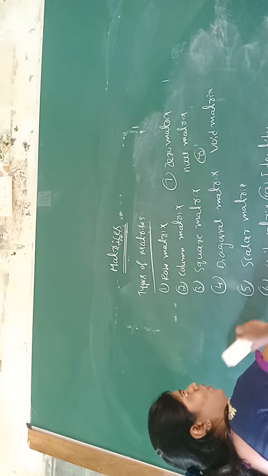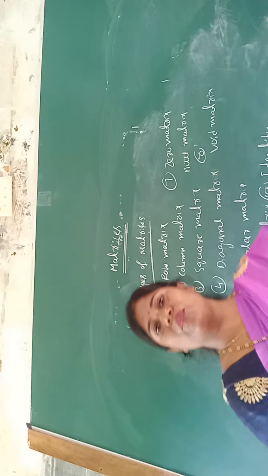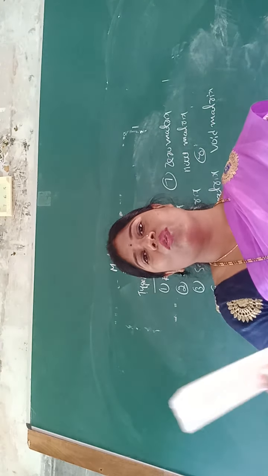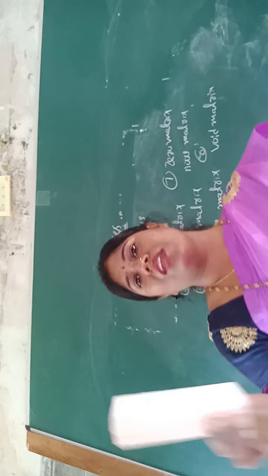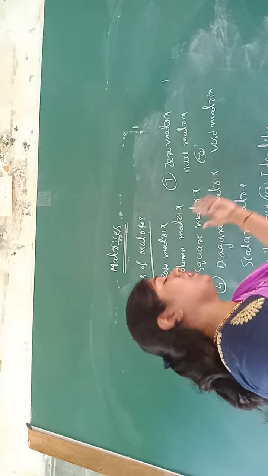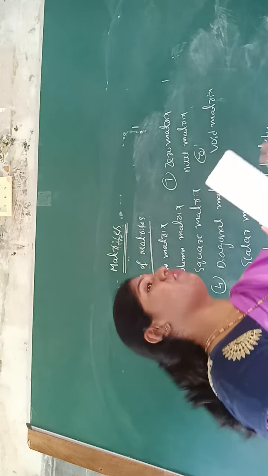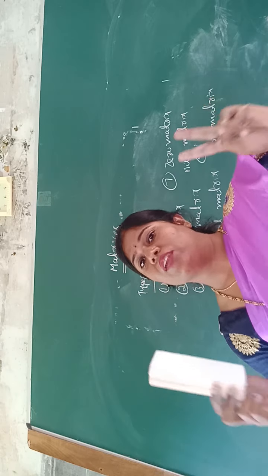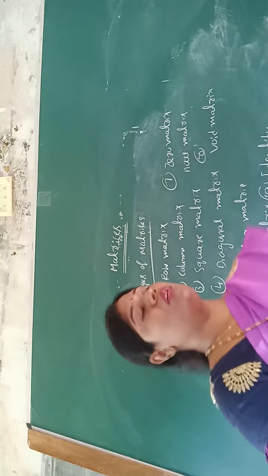First one is a row matrix. As the name itself indicates, row matrix. What are rows? The horizontal lines are called rows. It has only one row. So the definition of a row matrix is: a matrix having only one row is called a row matrix.